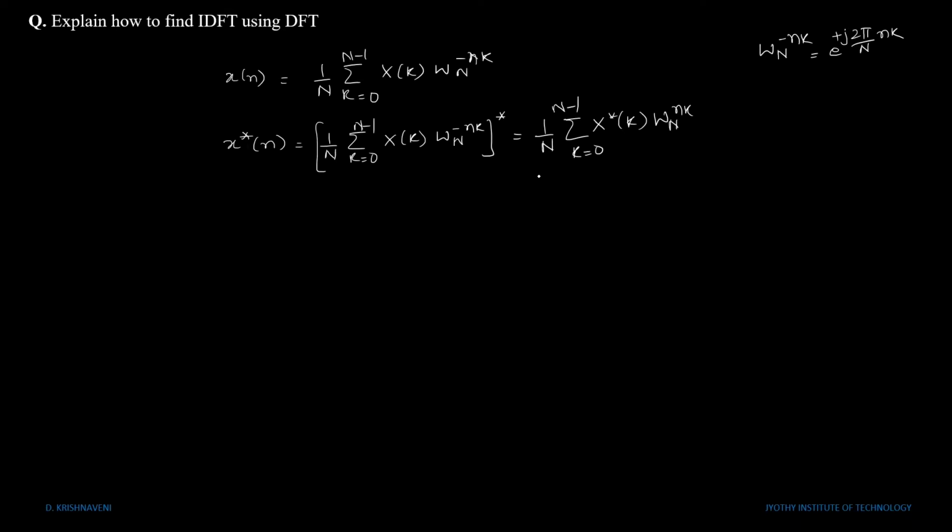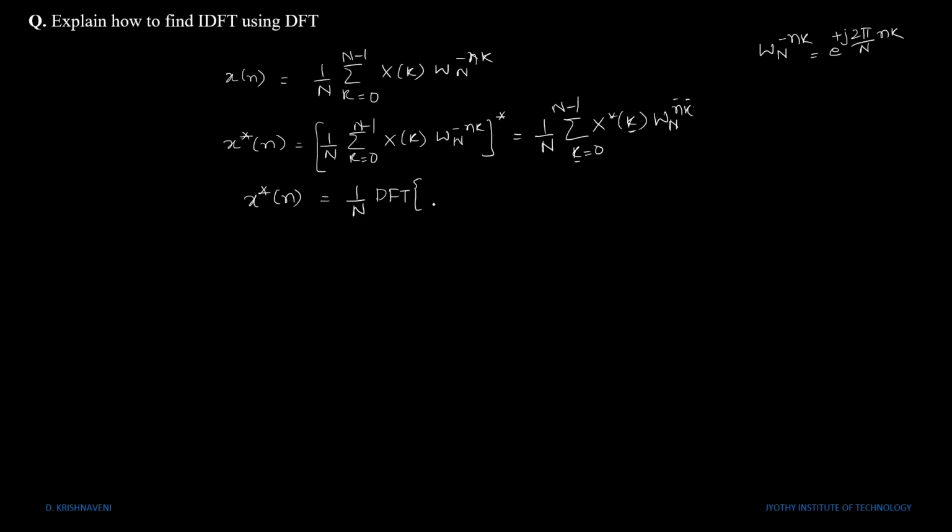So after taking the conjugate, conjugate of x of n is equal to 1 by N into, this is equivalent to the DFT formula, where instead of n we have k here. The original DFT formula is summation n equal to 0 to N minus 1 x of n W_N to the power of nk. So in this form, instead of n, k has been written, and instead of k, n has been written. So summation k equal to 0 to N minus 1 conjugate of X of k W_N to the power of nk.